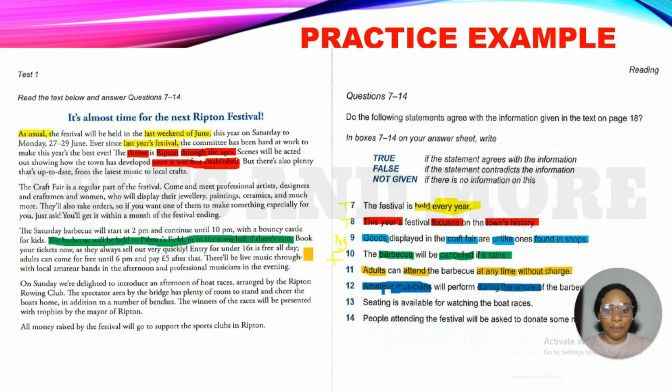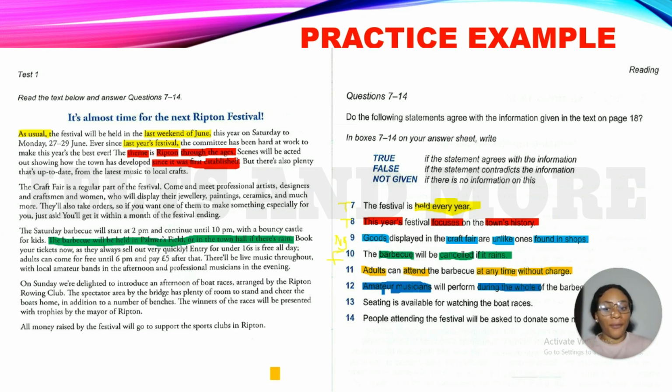That's if there's rain. Book your tickets now, as they always sell out very quickly. Entry for under 16s, that's 16 years and below, is free. Or rather, entry for under 16. So for those younger than 16, entry is free all day. So it's free. If you're below 16, you don't pay, irrespective of when you come. You just enter for free.